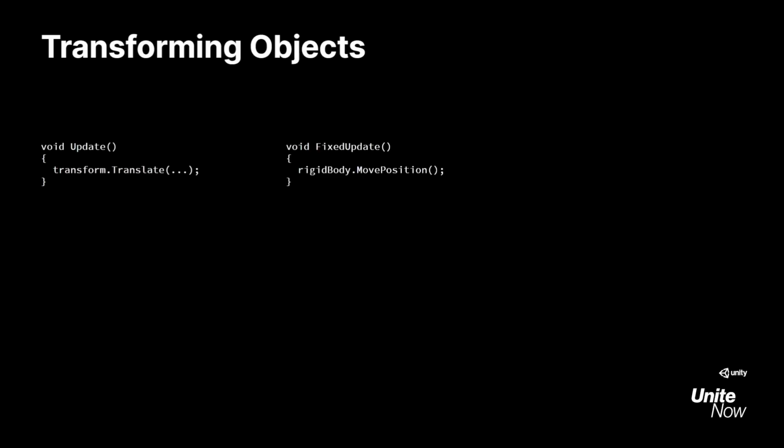So basically, if you're using Transform.Translate, use Update. If you want to use Rigidbody MovePosition or AddForce or any of those, do that in FixedUpdate.